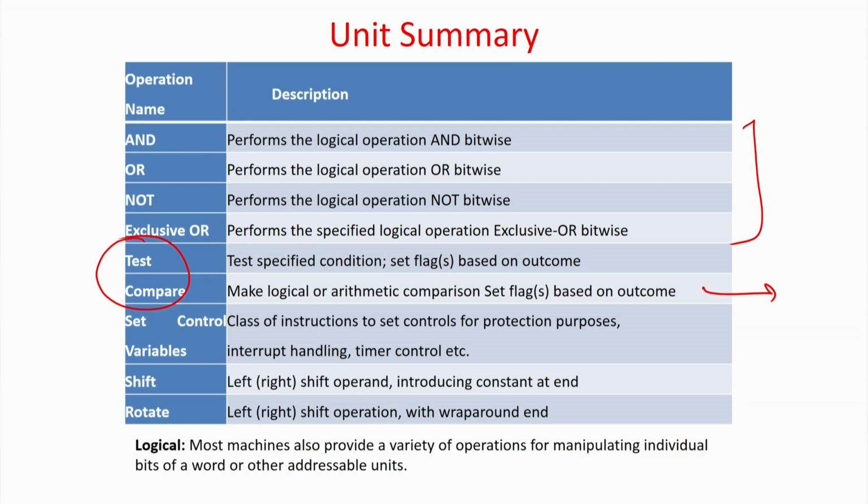Then some control variables can be set for some kind of protection purpose, like interrupts, which will be dealt with later. In a nutshell, these are some of the instructions that fall into the class of logical instructions. Till now we were saying that and, or, not are mainly the logical instructions, but apart from the basic ones, these are other very important logic instructions.